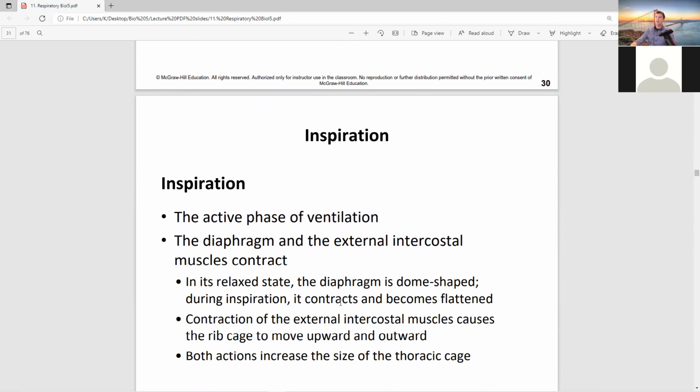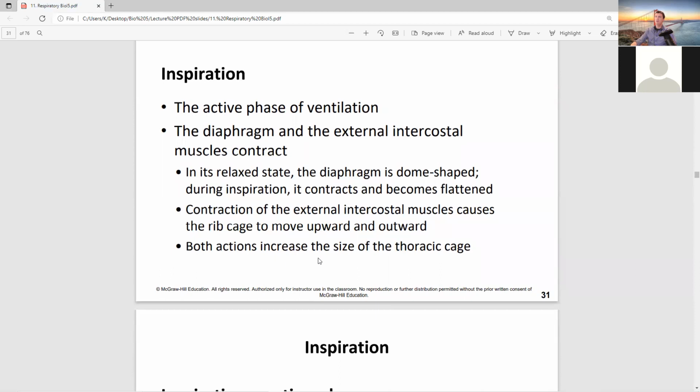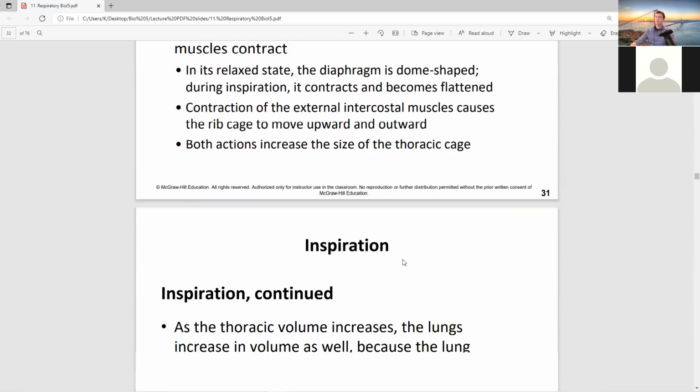In its relaxed state, the diaphragm is dome-shaped. During inspiration, it contracts and becomes flattened. Contraction of the external intercostal muscles causes the rib cage to move upward and outward. Both actions increase the size of the thoracic cage.